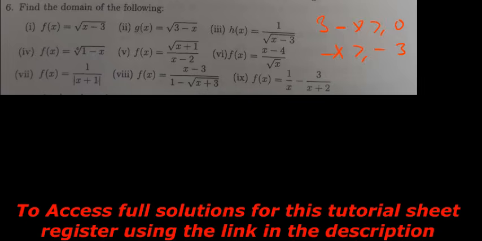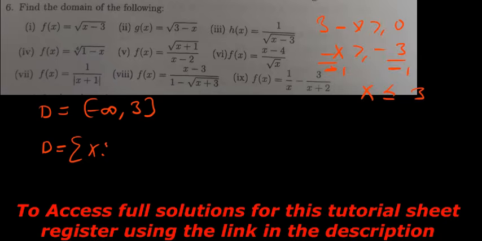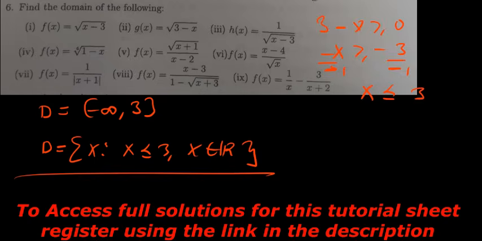But I can't have negative x here. I need to divide both sides by negative 1. The moment you divide by a negative, the inequality changes. If it is greater than or equal to, it will be less than or equal to 3. What does it tell us? The domain is from negative infinity all the way to 3, but 3 is included. Or you can say the domain is x such that x is less than or equal to 3, but x should be a member of all real numbers. So that's how we write the domain.